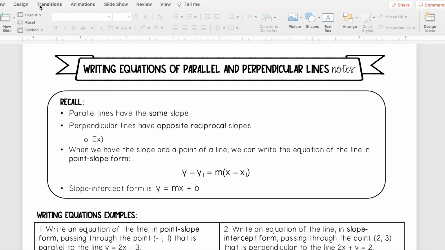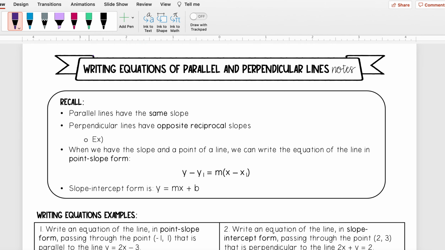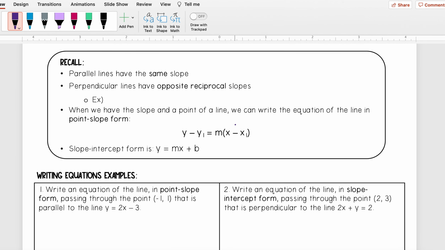Hello everyone. Today we're going to be putting together what we've learned the past few days of writing equations and what we've learned about parallel and perpendicular lines to now actually write equations of parallel and perpendicular lines. So some important things that we need to remember is that parallel lines have the same slope. Perpendicular lines, however, have opposite reciprocal slopes.